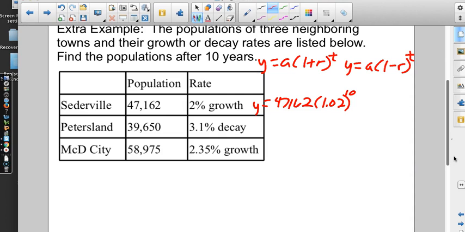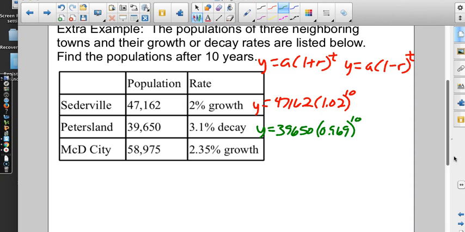But Petersland, uh-oh. That one's decay, starting at 39,650. But I'll have to do 1 minus 3.1%. So I think, okay, well, $1 minus 3 cents would be 97 cents. But then I have to take away that little 1/10 there. So that would be 96.9. Or, I grab a calculator. Say, okay, calculator, what is 1 minus 0.031? There it is, 0.969.